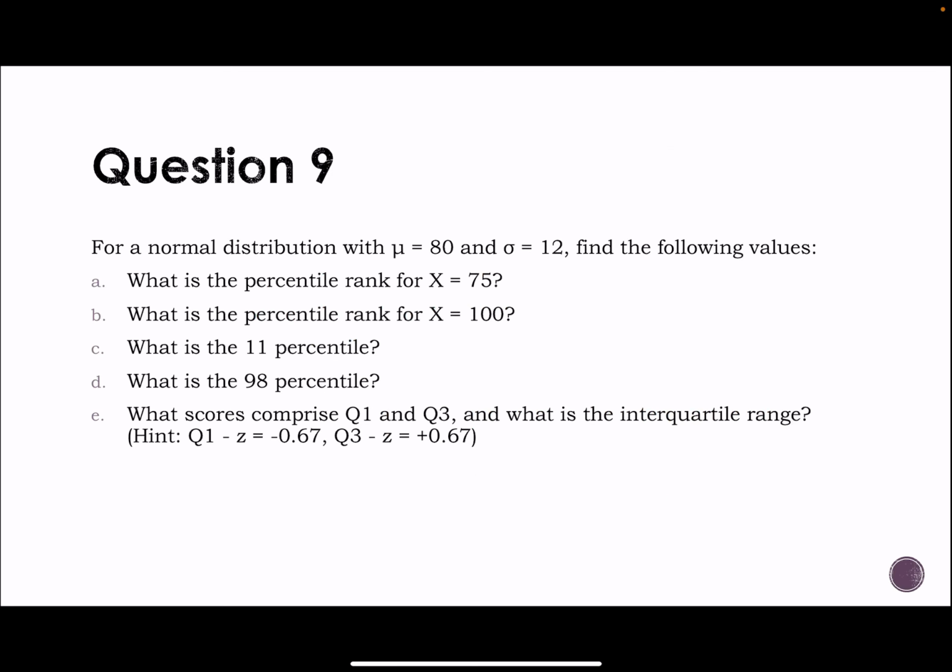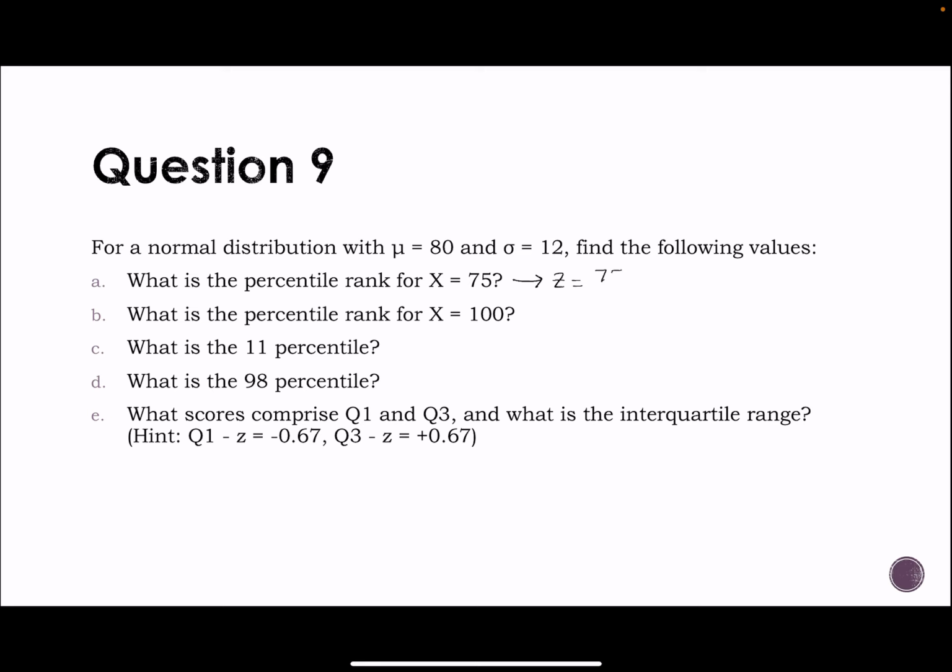All right, question number 9. We're going to use the percentile ranks here. And I didn't show you the chart on this one. I'm not sure quite why I didn't do that, but I'm just going to tell you how to go about doing this. So for this first one, I'm going to find our z-score here.